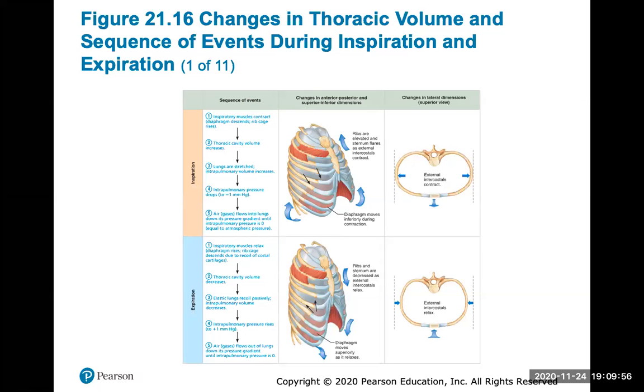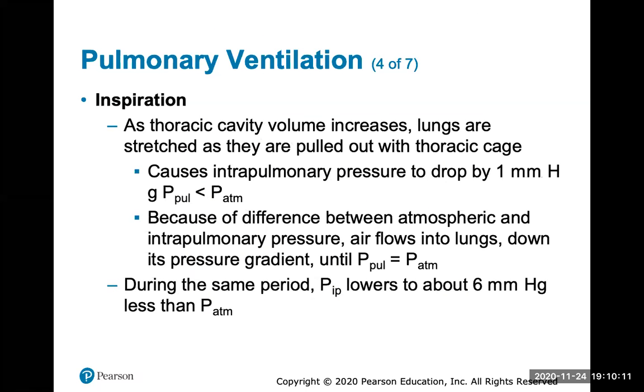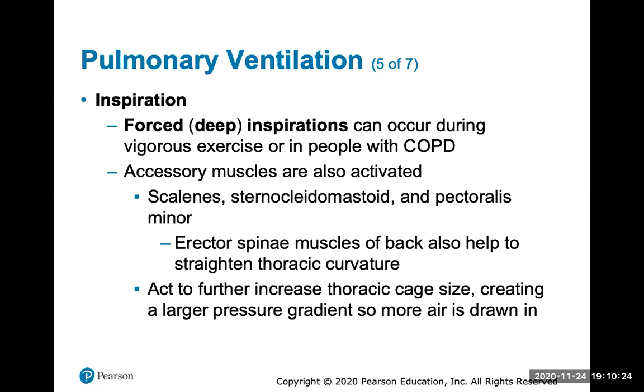This shows the way the muscles will move, the diaphragm and the external intercostals, and then the muscles of expiration, the way they will move to either increase or decrease thoracic capacity. As thoracic cavity volume increases, lungs are stretched as they're pulled out with the thoracic cage. During this time, pressure will drop, so the air will be sucked in via inspiration.